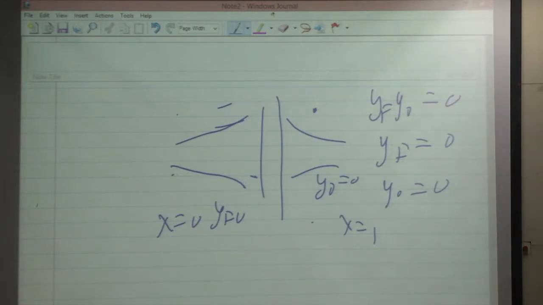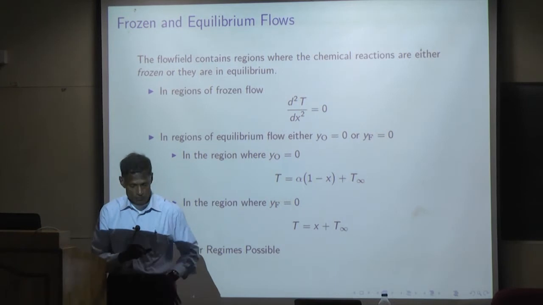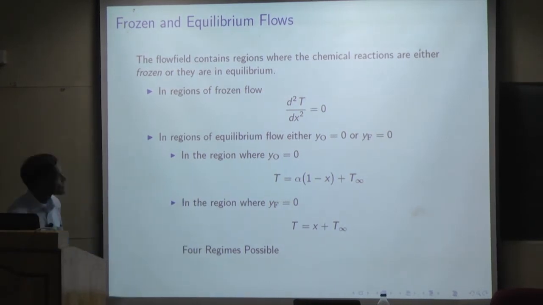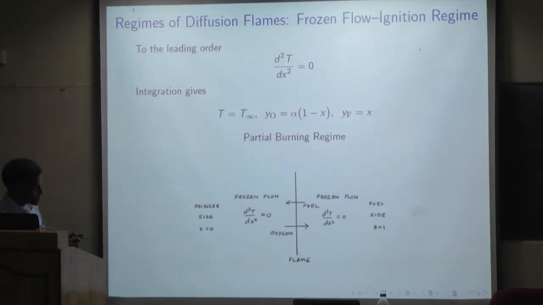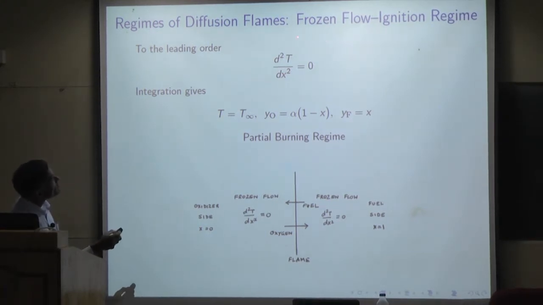Now it turns out in the analysis of Liñán, he looked at different combinations. For example, you can have frozen flow on both sides, equilibrium flow on both sides, frozen flow on this side and equilibrium flow on the other, or equilibrium flow on that side and frozen flow on the other. Therefore, 4 different flame structures are possible for the flame. And this is the so-called frozen flow regime.